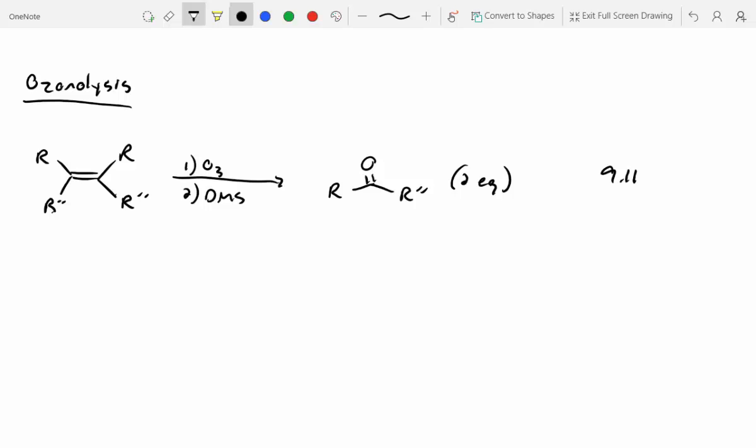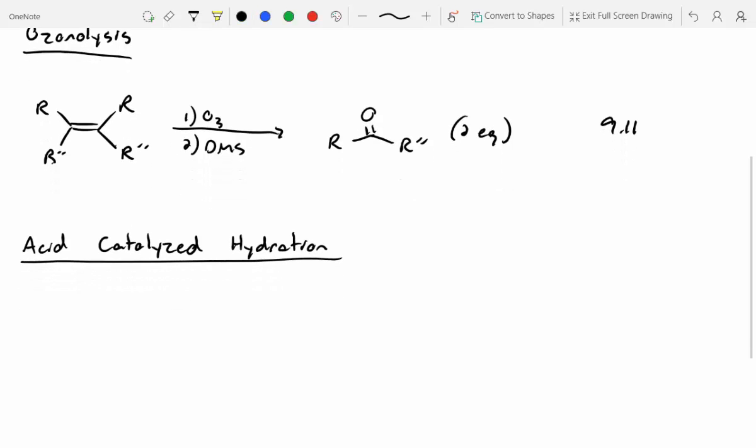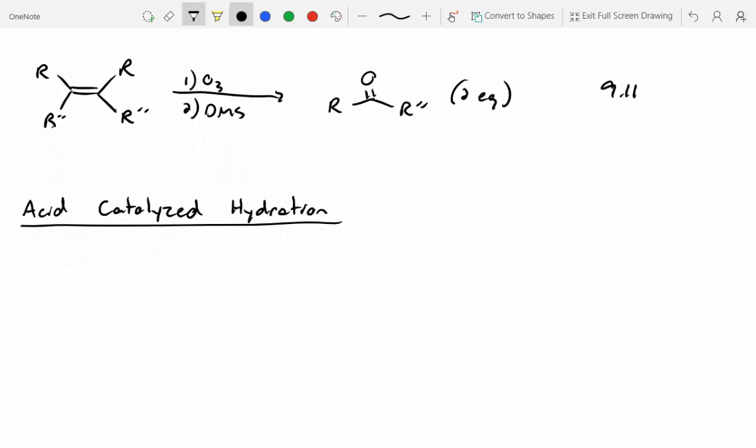All right, what if we want to convert an alkyne to a ketone? Acid catalyzed hydration. All right, so let's take a look at an example situation for acid catalyzed hydration. I'm going to use a terminal alkyne. Can I use an internal alkyne?